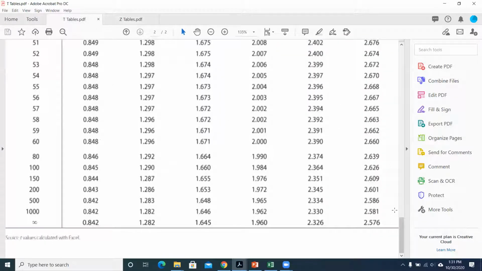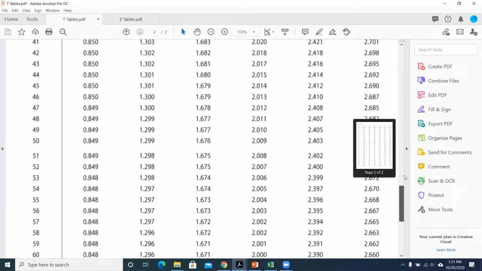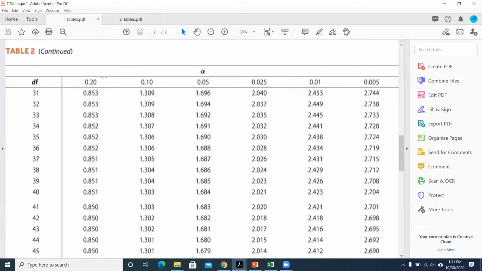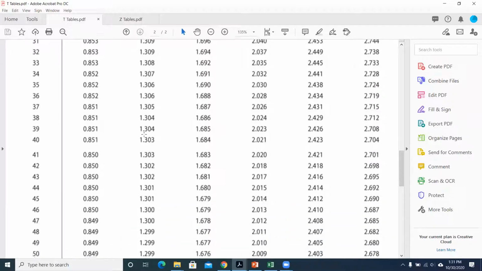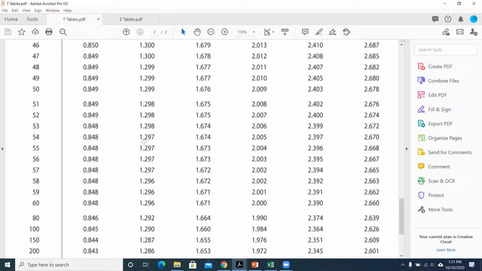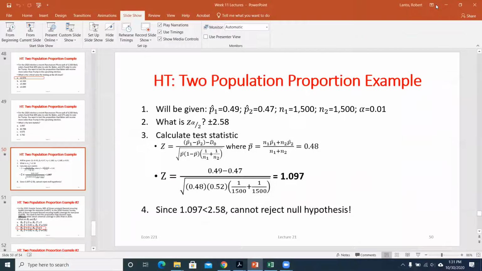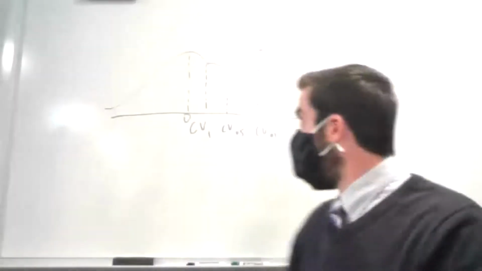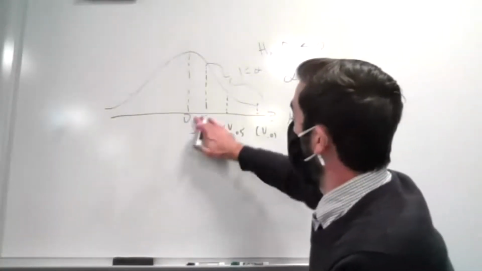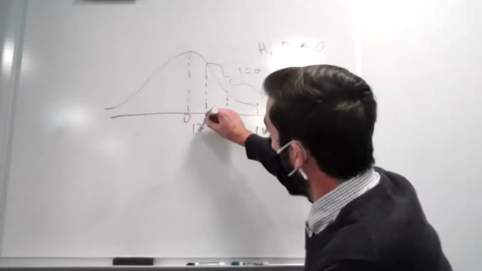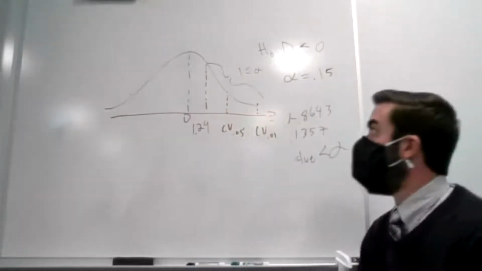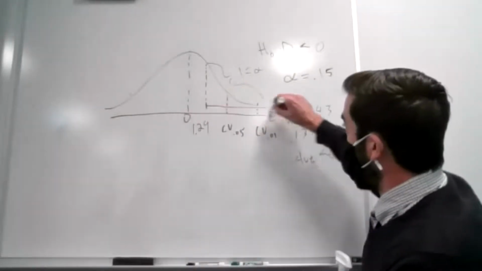Or I can go to my t-table and kind of cheat and say, I want 0.1 in my tail, go down to the very last row, 1.282, right? We need to be a little more specific if we use that, okay? So once I have that, I'll go back to here, and I've got approximately 1.29, right? Right-tailed test, so my rejection region's over here.